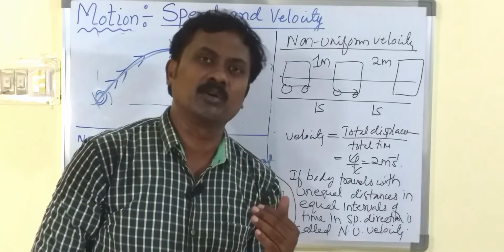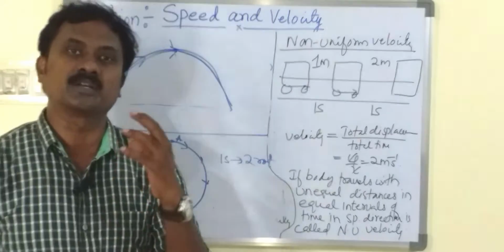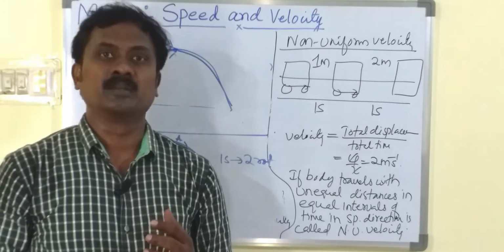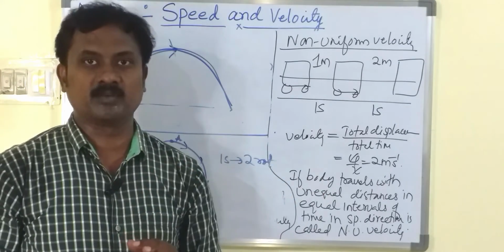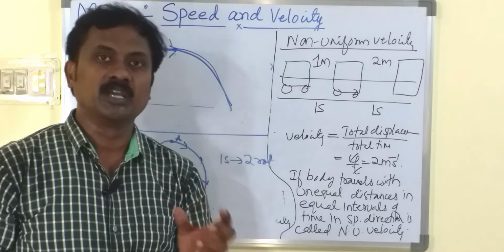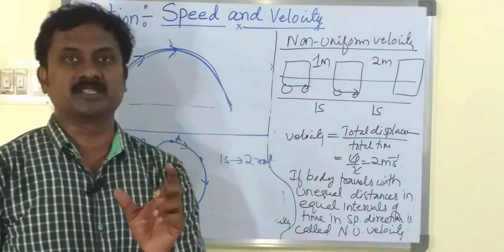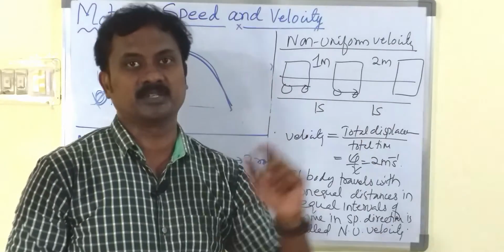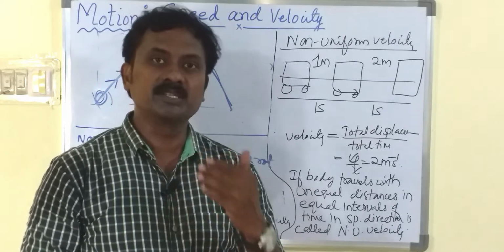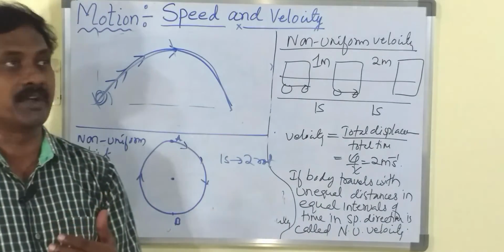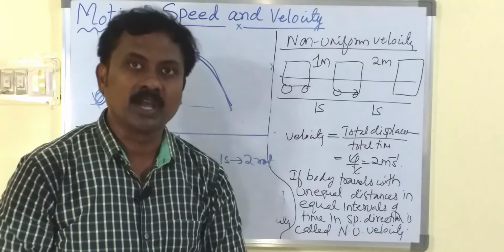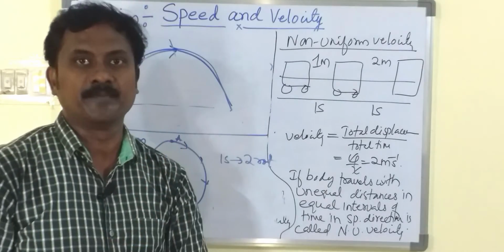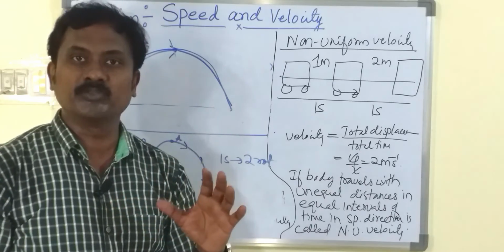So when you say the body is moving with uniform velocity, what are the conditions? First, the direction should be constant; secondly, the speed should be constant. What do we mean by constant speed? The body covers equal distances in equal intervals of time in a specific direction. If these conditions are satisfied, the body is moving with uniform velocity, and then we say that the body is moving with uniform motion.